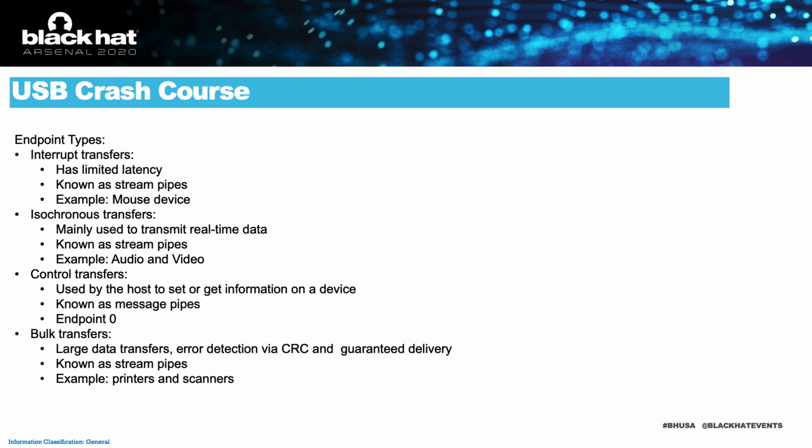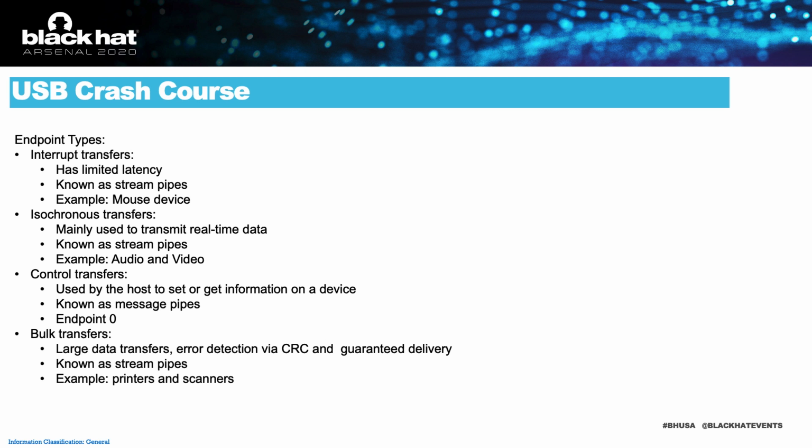So what are the endpoint types? There are 4 endpoint types. Interrupt transfers have limited latency, and these are used for devices like mice, and they're also known as stream pipes. And there are isochronous transfers, and these are for real-time data used for audio and video, also called stream pipes. And control transfers, which are only used by the host to set and get information on a device. These are known as message pipes, and they're also called endpoint 0.